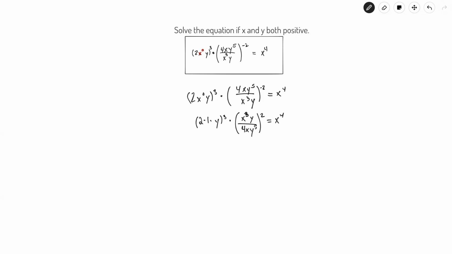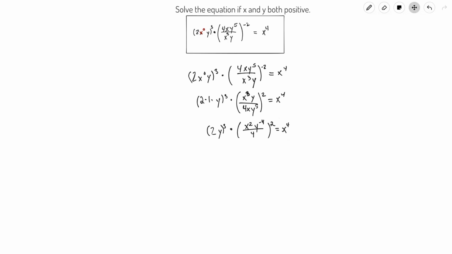I'm going to keep simplifying. I see that I have 2 times 1 times y, which is of course just 2y cubed. Still in my group though, can't forget about that group. Times, I see inside of this group here, there's some things that can be simplified. For example, x to the 3rd power over x, I know that's just x squared inside of my group. I also see y over y to the 5th power, which I know is y to the negative 4th power. And I still have that 4 in the denominator. All of that is squared on the left side. I haven't touched the right side, and so it stays the same.